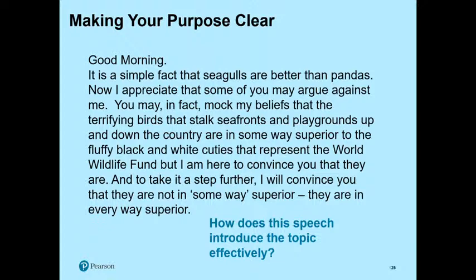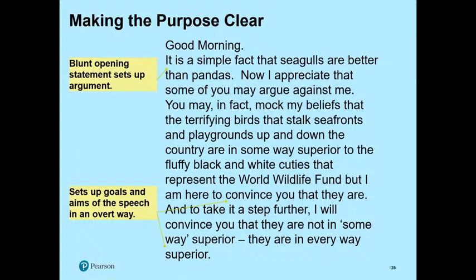Okay, now I've got a really blunt opening on this. It's a simple fact that seagulls are better than pandas. And then it sets up the goals and the aims of the speech in a very overt, very explicit, very obvious way. I am here to convince you that they are. I am going to show you that they are in every way superior. You know, this idea that this is my setup. And so there's a real clarity there. And you might want to have a think about how you could use that for the topics that you've chosen from the start of today's lesson.